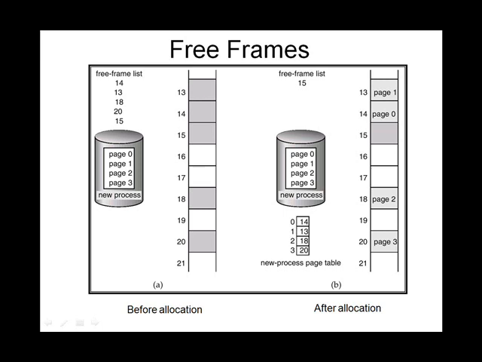Next page 1, the next free frame is 13, so page 1 is stored in the 13th frame, which is also represented in the page table. Next page 2, the next free frame is 18, so page 2 is stored in 18. Next page 3, the next free frame is 20, so page 3 is stored in the 20th frame. All these are represented in the page table. At last, only one free frame is left, which is 15. From this we can understand the two processes, before allocation and after allocation.